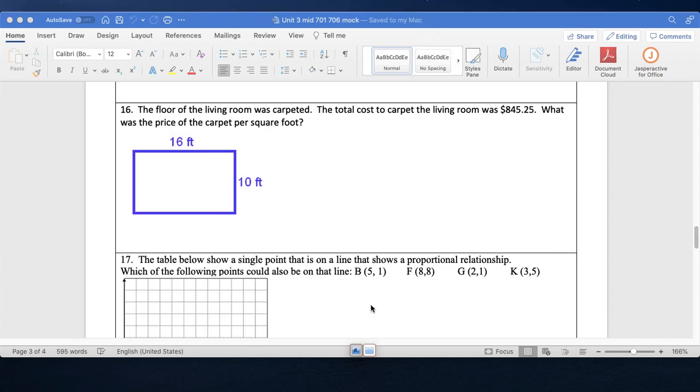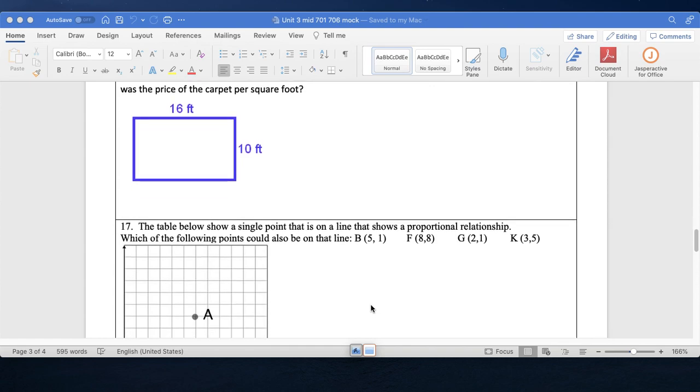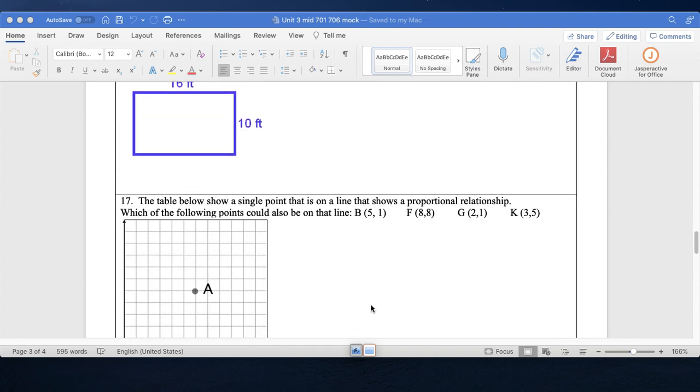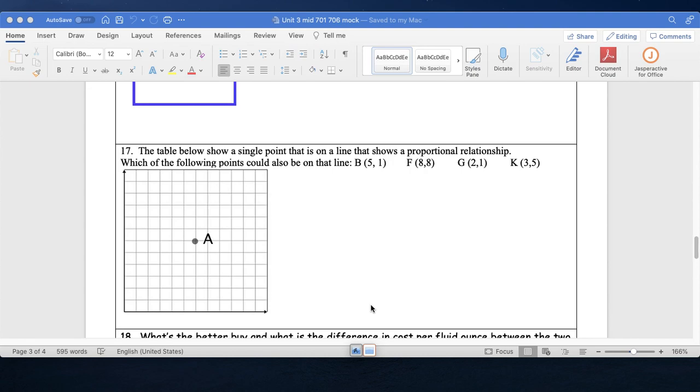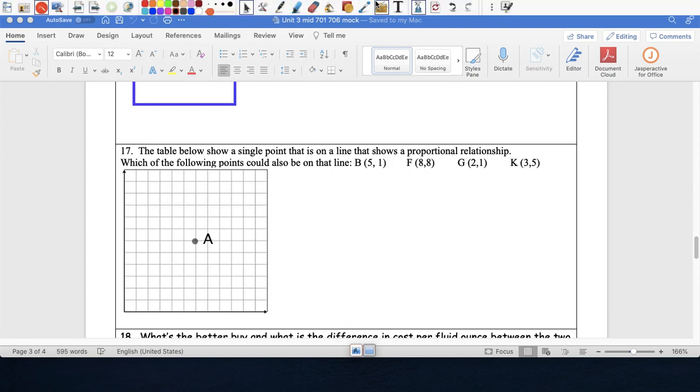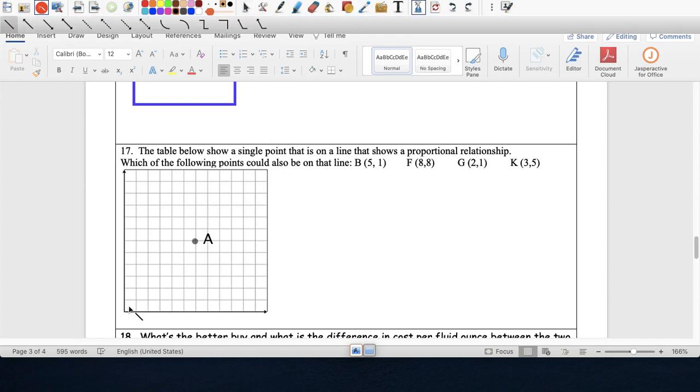The table below shows a single point that is on the line that shows a proportional relationship. Okay. Which of the following points could be on the line? Well, 2 ways to do this. Let's take the easy way out. First one, if it's proportional, you know it's going to go through 0, 0, and it's going to go to that point. Remember, to create a line, you need 2 points. We have 1 point. Right? We need 2 points to create a line.